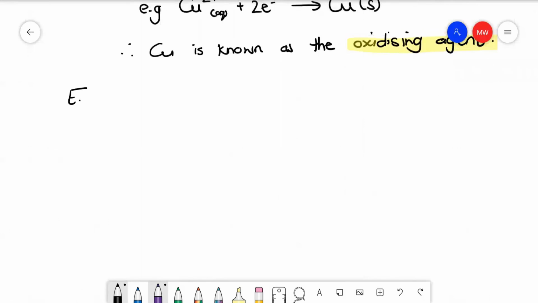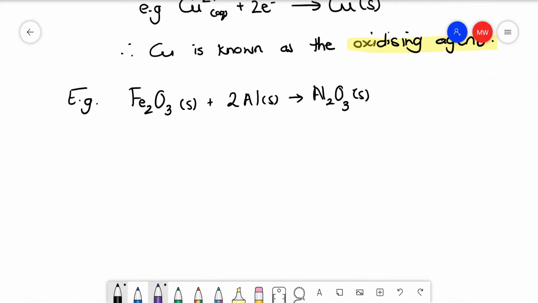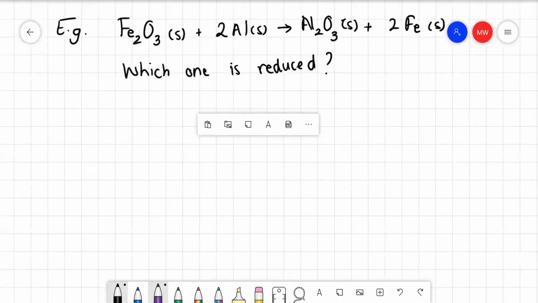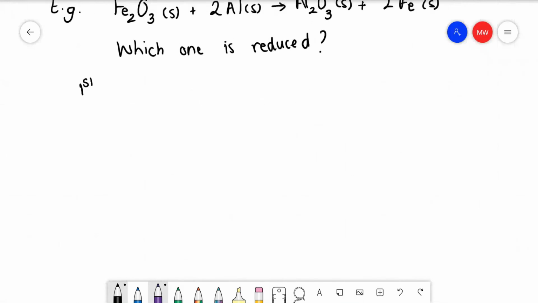An example of when this is important to know could be they give you the reaction iron oxide plus aluminium in its solid state gives you aluminium oxide plus iron in its solid state, and they ask which one is being reduced. Now, just by looking at the reaction, we can see that iron has gone from being in a compound to just being an element. So that should tell you that that is the reduced one, but we're going to take the long way to find the answer.